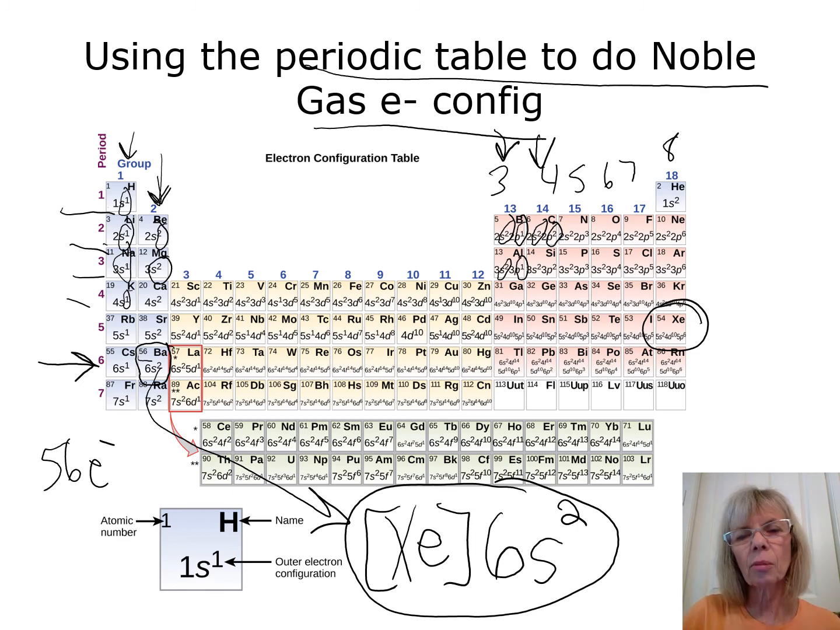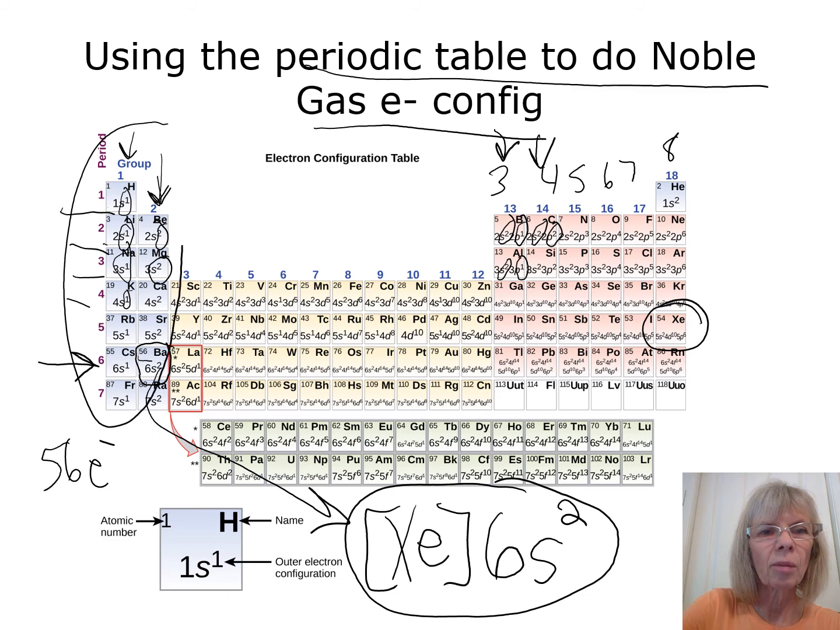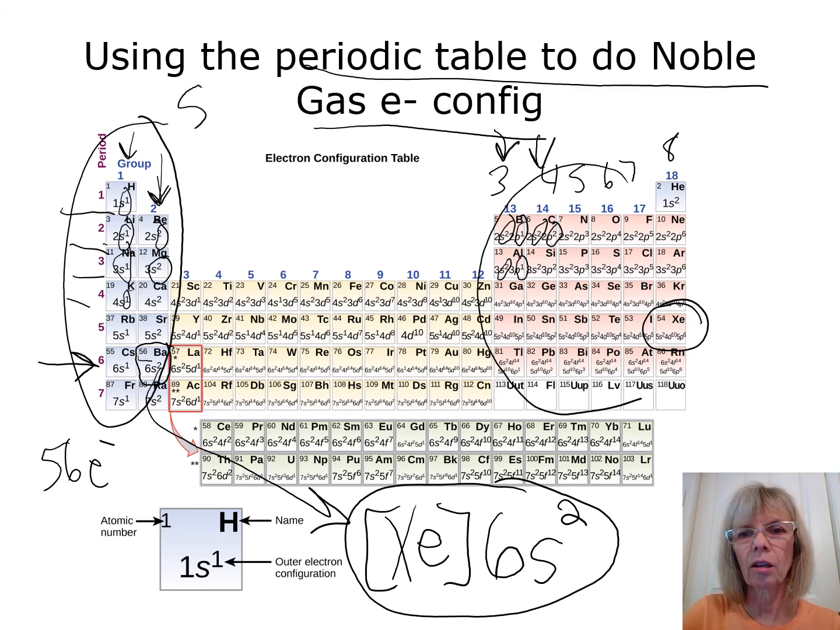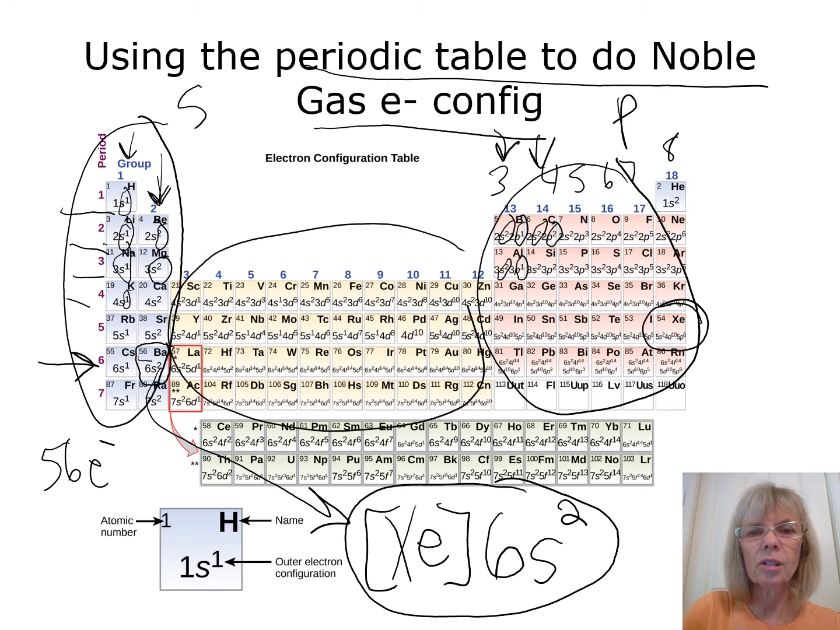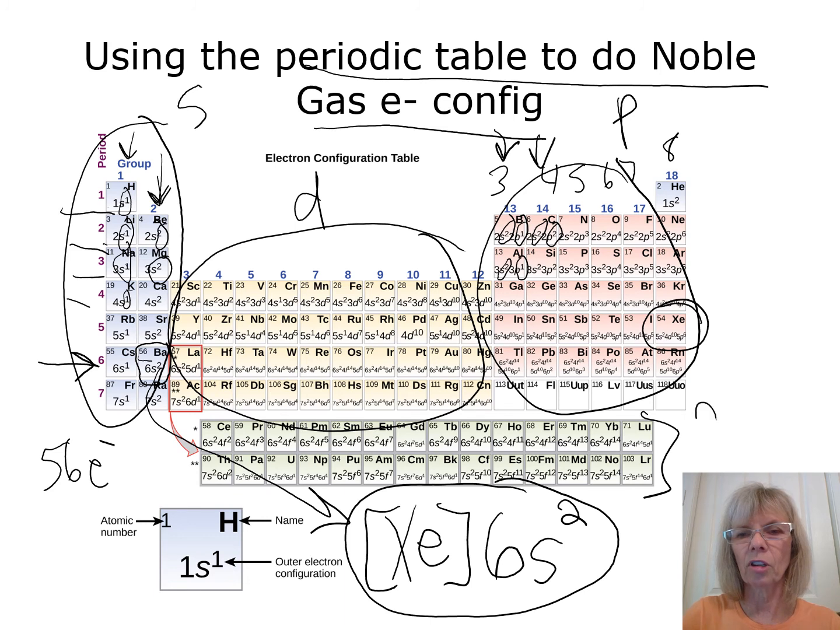So if you notice on the periodic table here, it's also color-coded. Everything in blue here are the S's. Everything in pink are where we're putting electrons into the P's. And then the yellows, there's our transition metals, we have electrons going into the D's. The greens down here we don't have to know, but that's where electrons would be going into the F's.